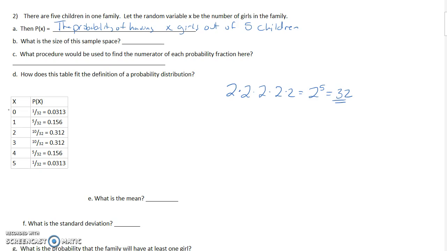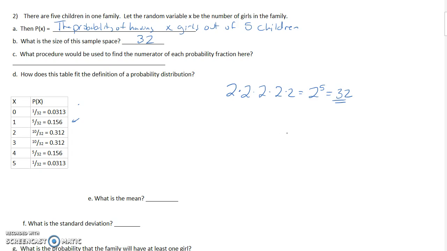You take a look at this probability distribution, and you can verify that it is in fact one, because you could have 0 girls, 1 girl, 2 girls, 3 girls, 4 girls out of 5 children, or you could have all 5 kids be girls. So the size of the sample space is 32. Let's talk about how we get these numbers right here. How do these fractions come up? Because you actually have the ability to figure this out based off of what we did in the last section.